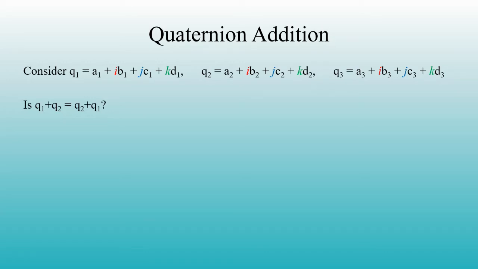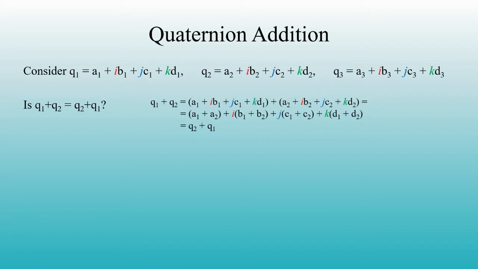Okay, if you group the 8 resulting terms into the reals, the i's, the j's, and the k's, you can see that the answer is yes, quaternions are commutative under addition based on the fact that the real numbers inside the parentheses commute under addition. What about the associative property of addition? Does it matter what order you add them in?